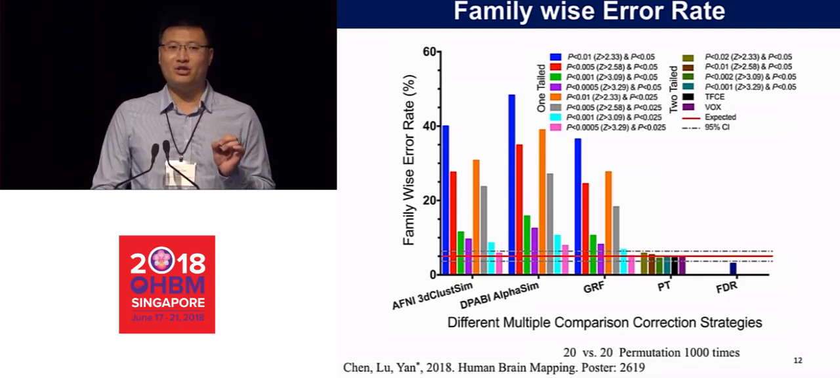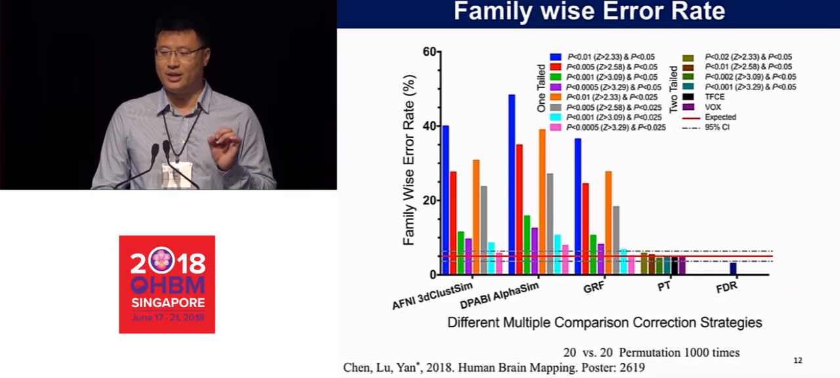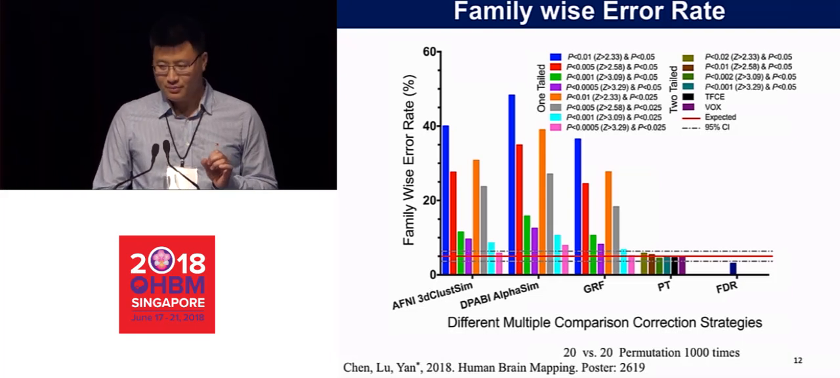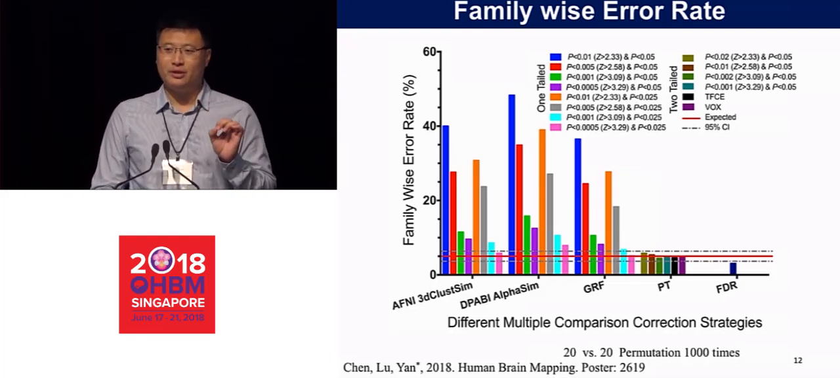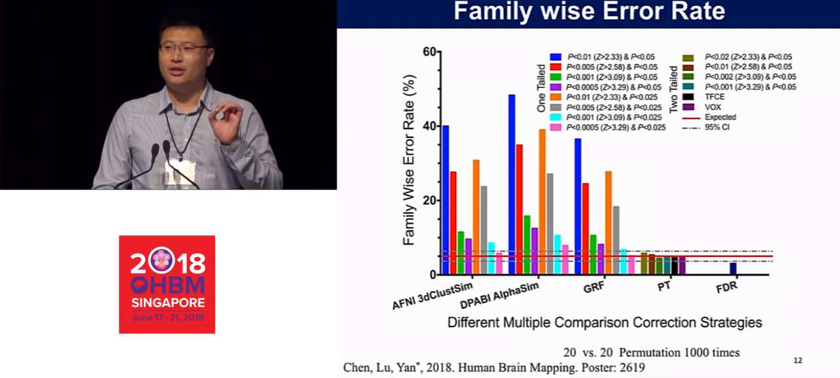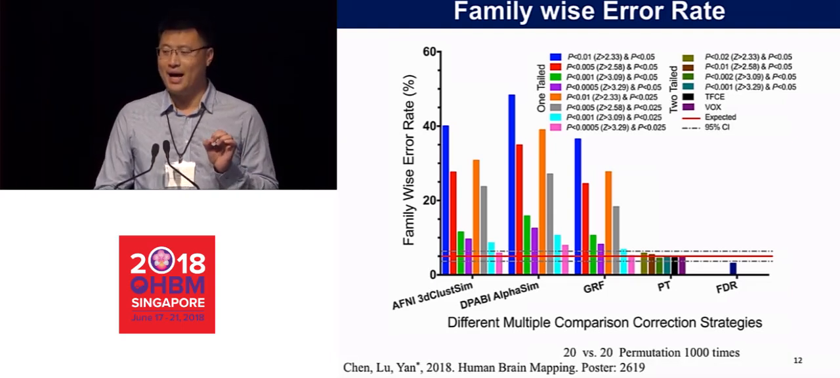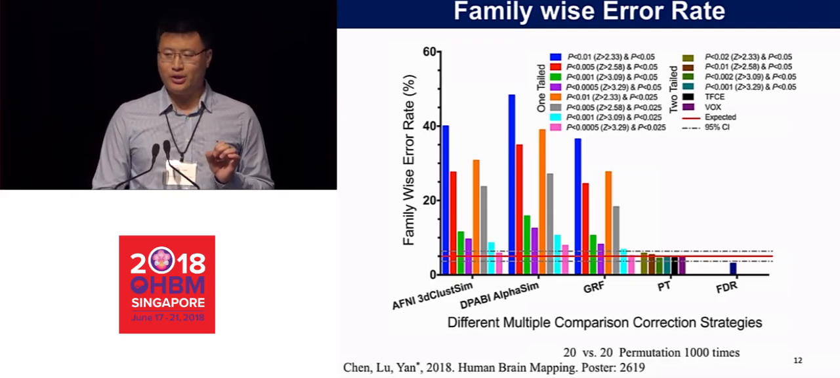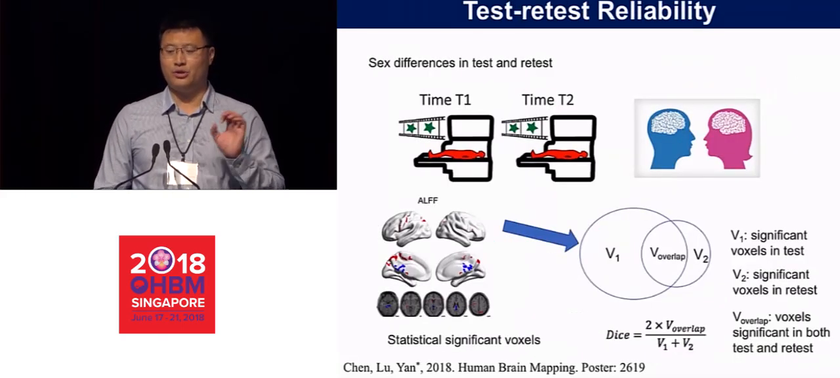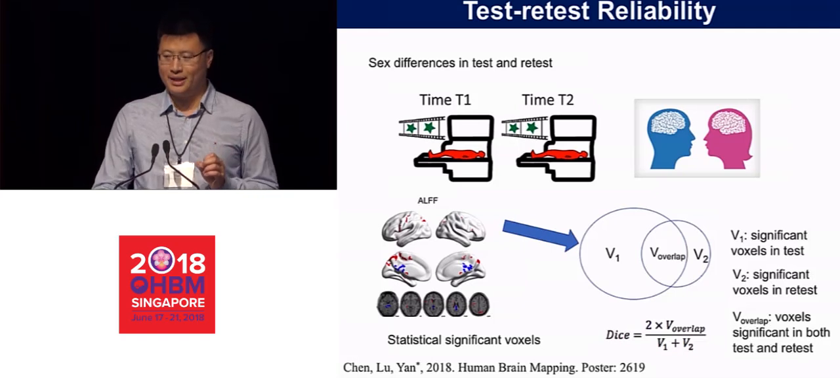All the permutation tests, including permutation tests with TFCE, can control this family-wise error rate, as well as FDR correction. But we still have a lot of choices for multiple comparison corrections. They can control FWER under 5%. So to choose among them, we should use other methods like reproducibility. So we can use test-retest reliability.